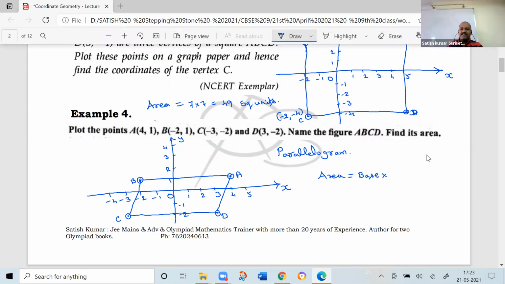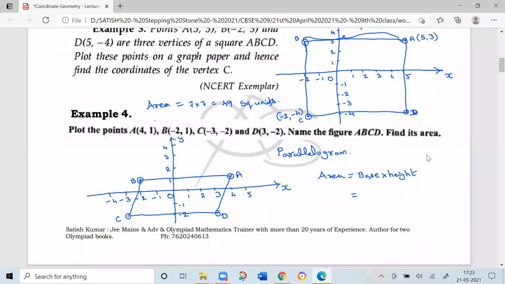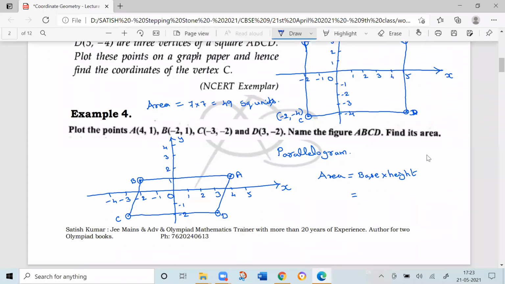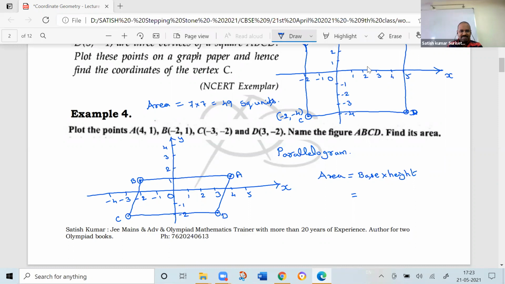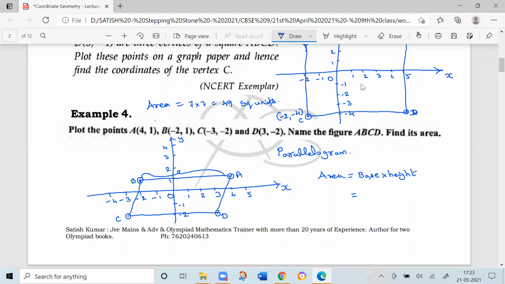Base into height. Now, identify the base length and identify the height. What is the base length? Is it 6 units? So 6. Base is 6. Sure? Yes, sir. That is this length you have to measure, or this length. Okay, 6. Height you check.